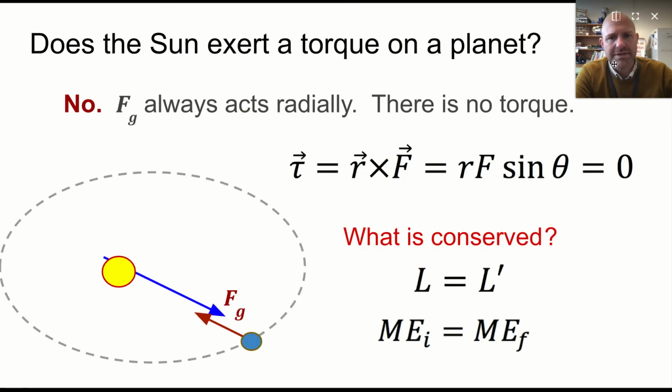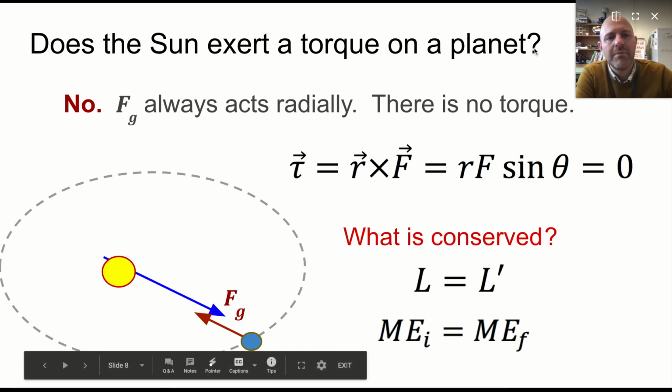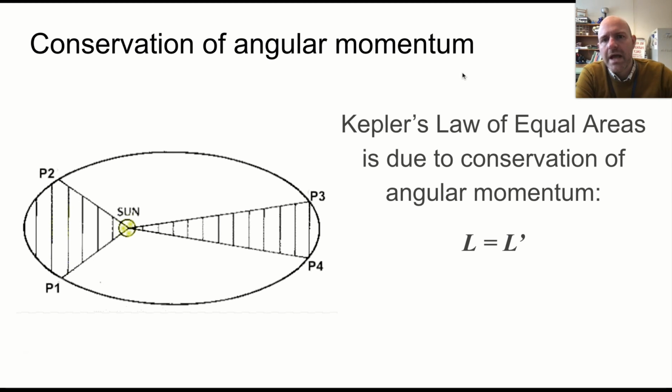The other thing about this is thinking of it in terms of torques and rotations. The sun does not exert any torque on the planets because it's always pulling directly toward the center, so it's never pulling along the path of motion. Because of this, we can say that angular momentum is conserved. It's also true that mechanical energy is conserved because we don't have any non-conservative forces, just the force of gravity. And so conservation of angular momentum gives us our justification for why the law of equal areas works.